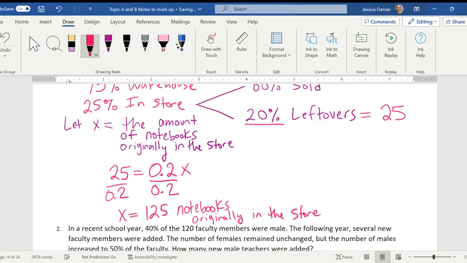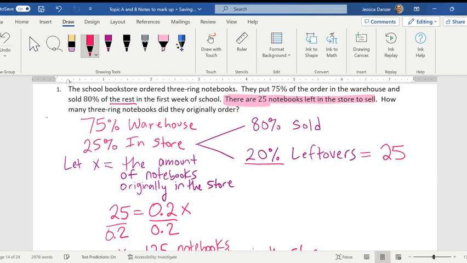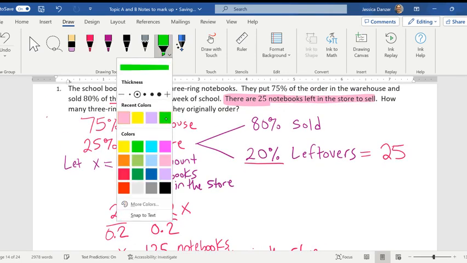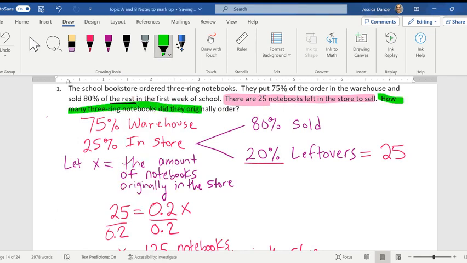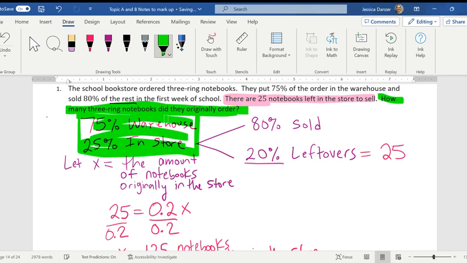But that's not actually what this question asks. Our last sentence says, how many 3-ring notebooks did they originally order? So now we're thinking back up here. In the store, they had 125, which was 25% of what they ordered. So we need another variable. Let's let Y equal the original order, the number of notebooks they originally ordered.